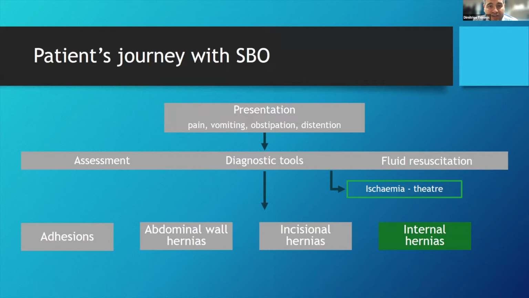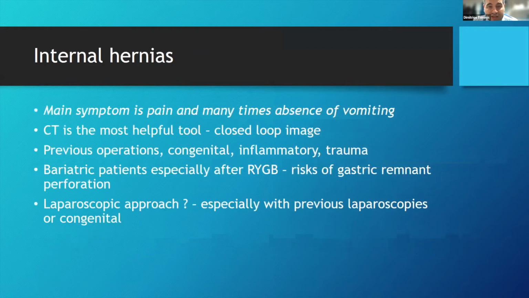For internal hernias, we need to take into consideration that patients might have as main symptom the pain, and they may have absence of vomiting or distension. In the CT scan, most of the times you will have a presence of closed loop of small bowel being obstructed, and these patients might have congenital adhesions, inflammatory adhesions, especially after diverticulitis or previous appendicitis which was treated conservatively, previous blunt abdominal trauma, and also patients that have previous operations are at high risk of getting internal hernias.